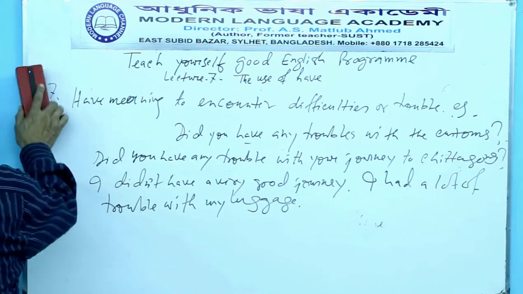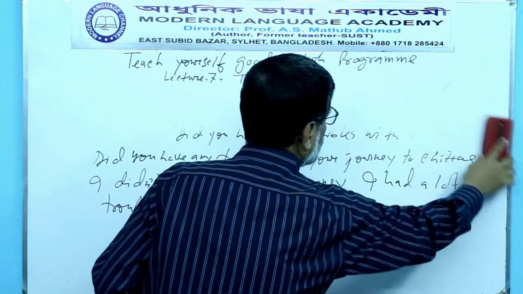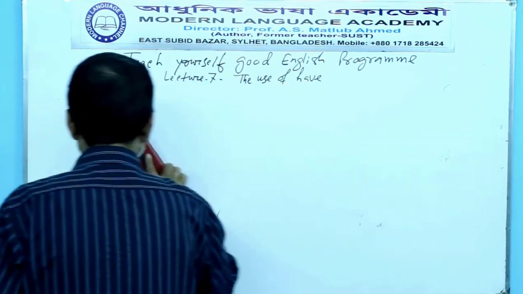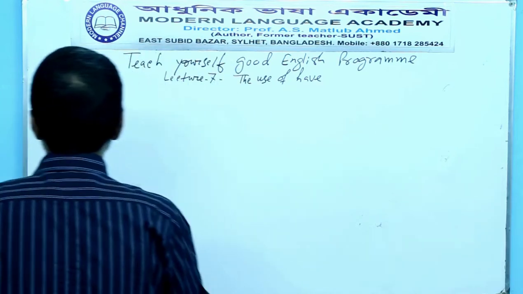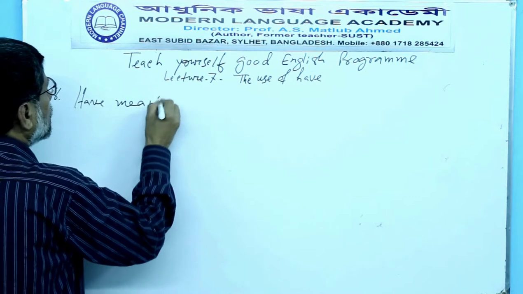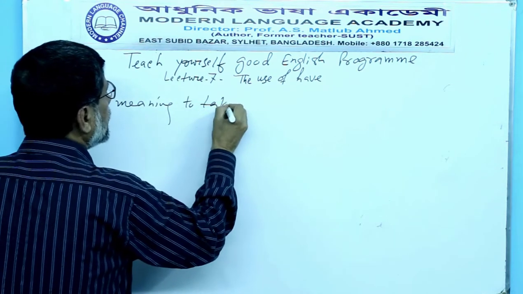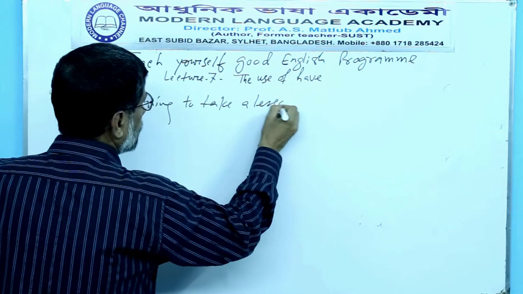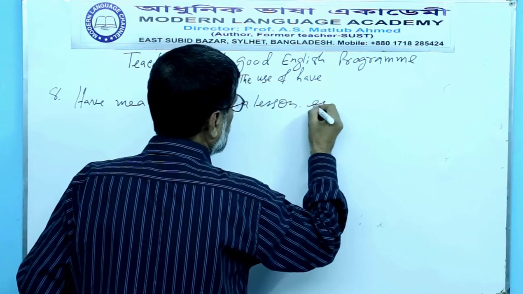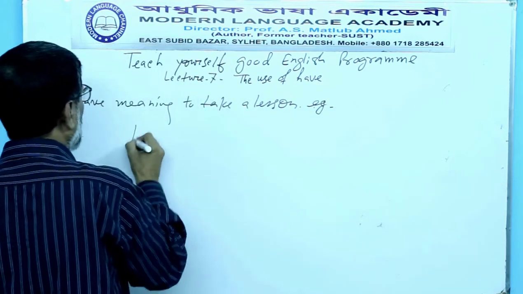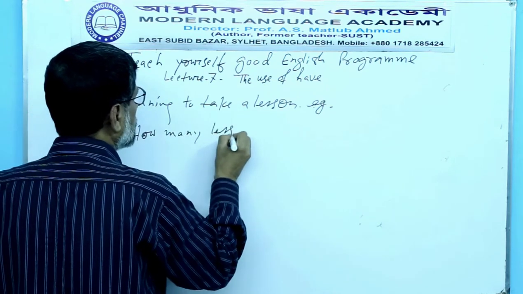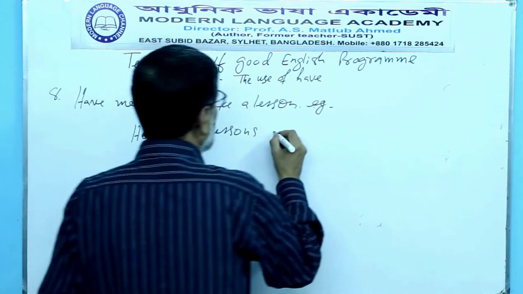Now number 8, have meaning to take a lesson. Have an arthoche class kora. Have meaning to take a lesson, for example, how many lessons in class, how many lessons do you have?